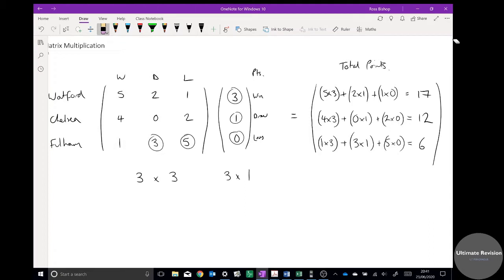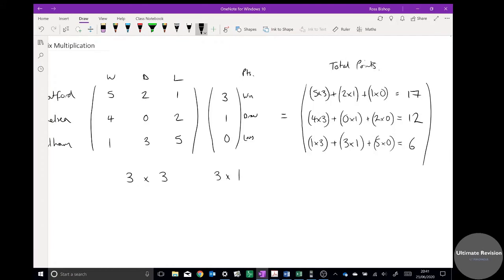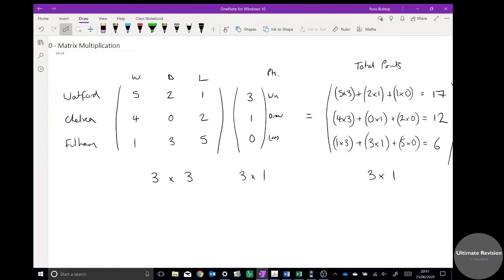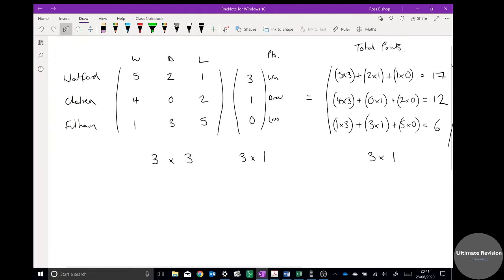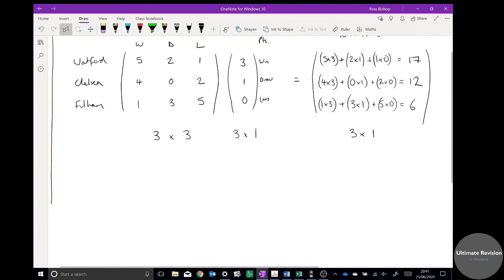Okay, just rub that out. That was a 3 and a 5 before I forget. And that there is multiplied. So if you multiply those two matrices together, you will get a matrix which is just 17, 12, 6. Now the dimensions of that matrix are 3 by 1. Okay. So that is matrix multiplication. We're going to look at a few more examples in a minute.